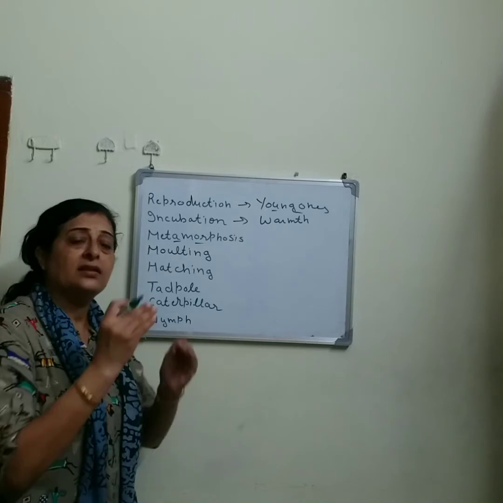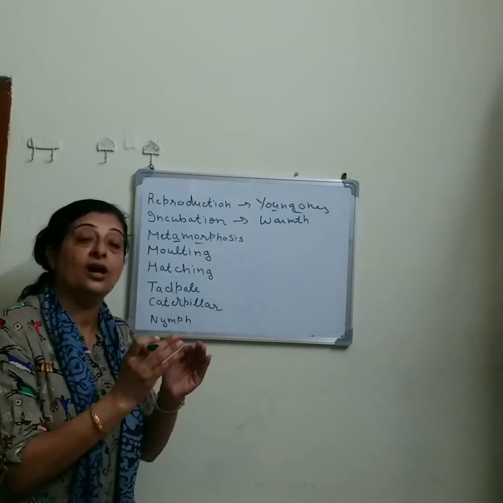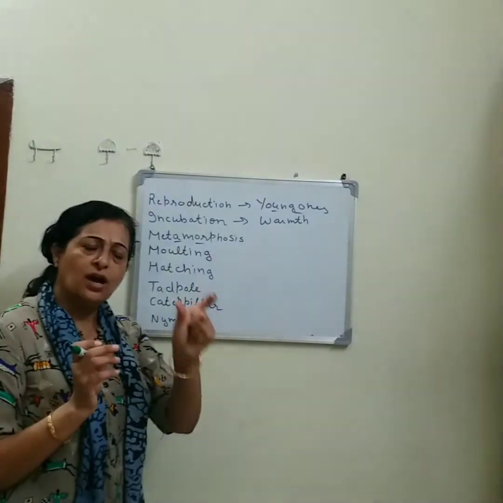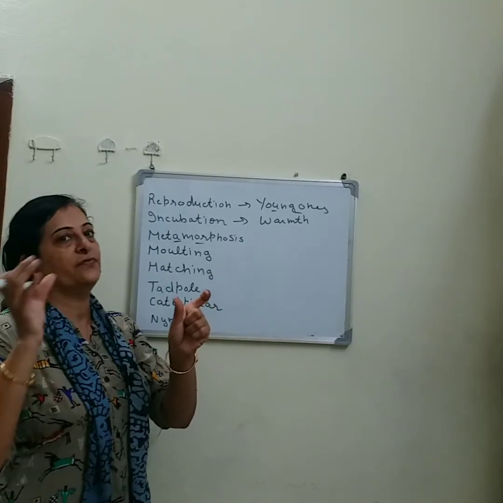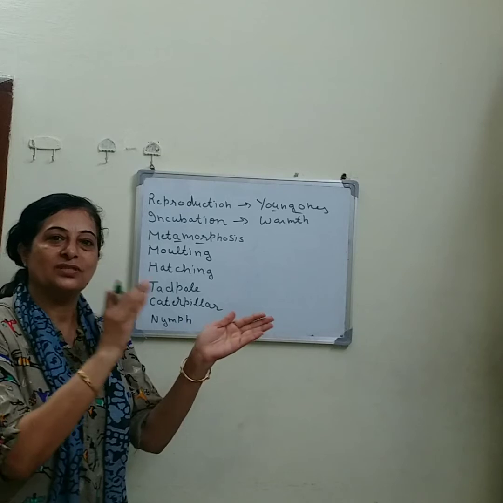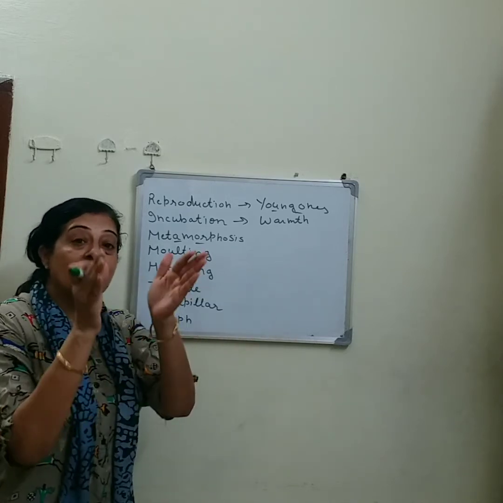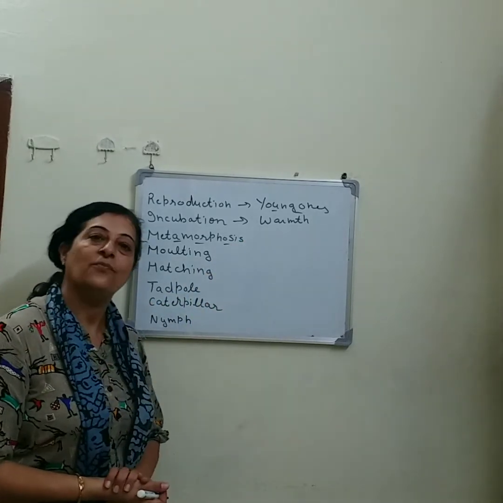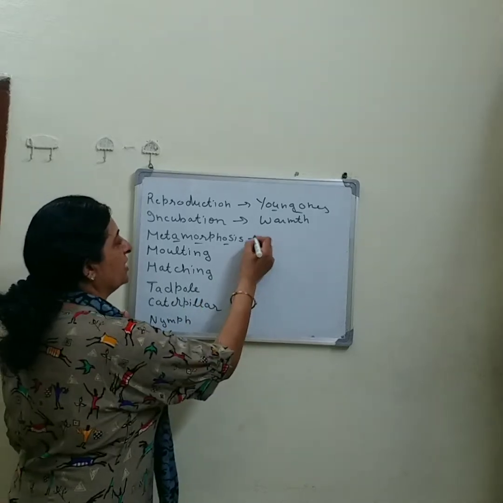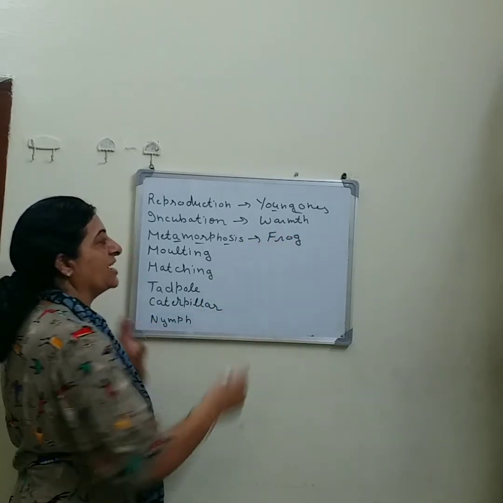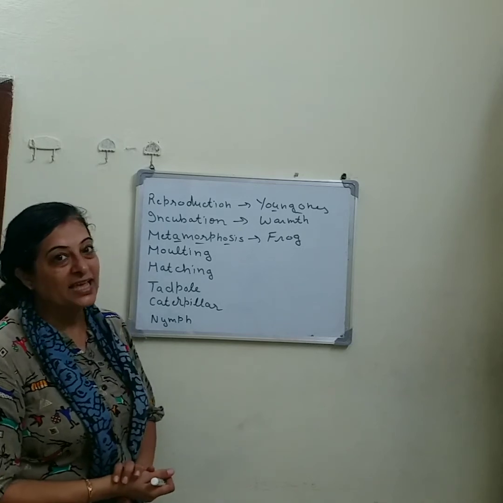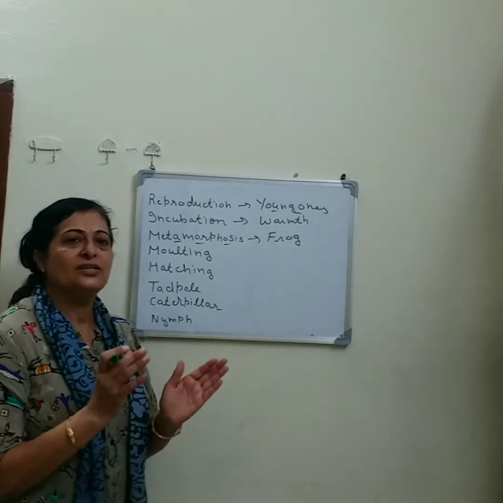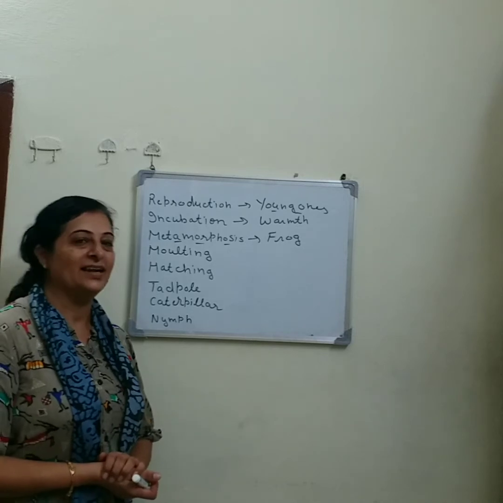Now, the next process is metamorphosis. Metamorphosis means when the young ones undergo drastic changes, when the young ones are very different from their adult ones. There are drastic changes in their life cycle. This process is known as metamorphosis. We can easily see metamorphosis in the life cycle of a frog. Yes, in the life cycle of a frog there are a number of changes. The young one of a frog looks very different from the adult one.